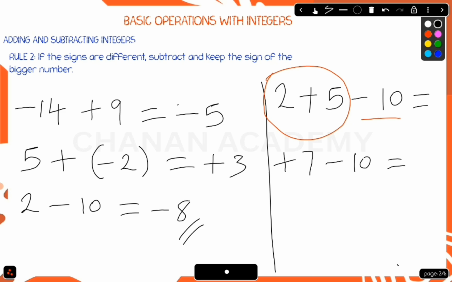Now we have two signs, and then we have to use rule 2. Rule 2 says we keep the sign of the bigger number, which is minus. So keep it, and then we subtract. So 10 minus 7, the result is 3. I hope you understand. Okay, let's move on to the next.